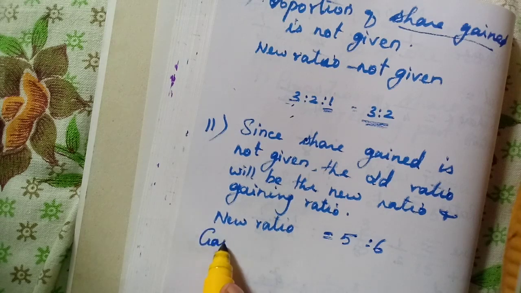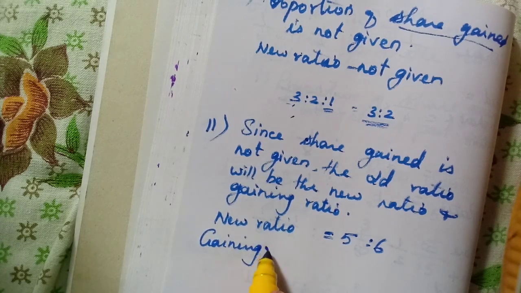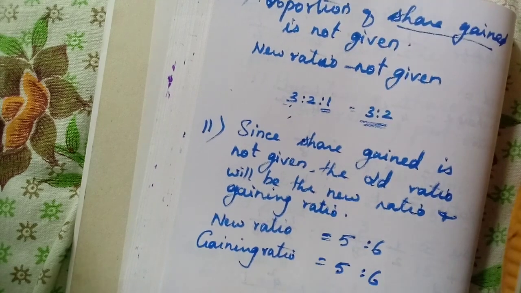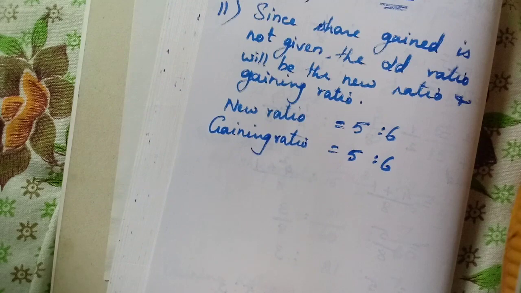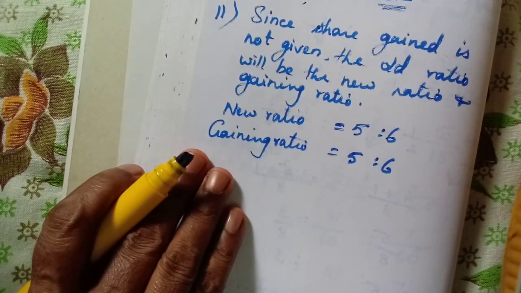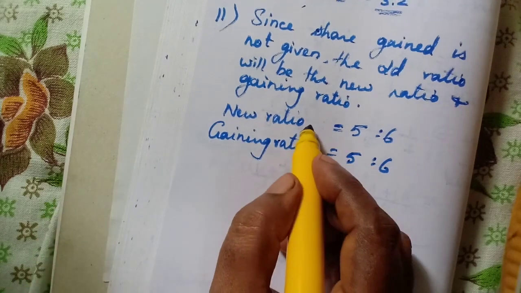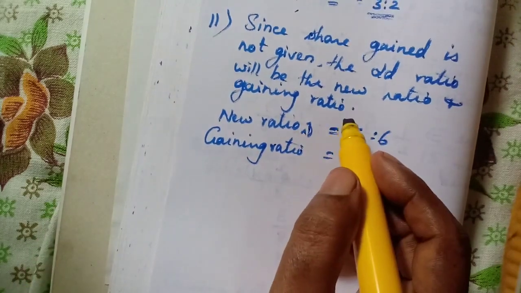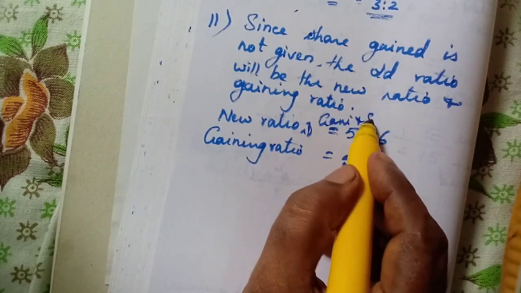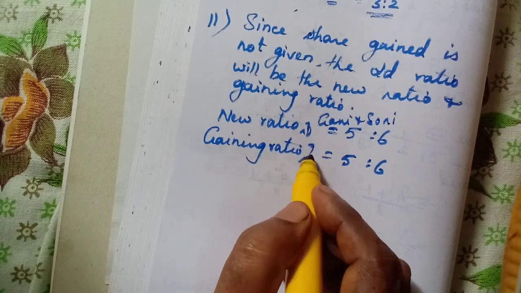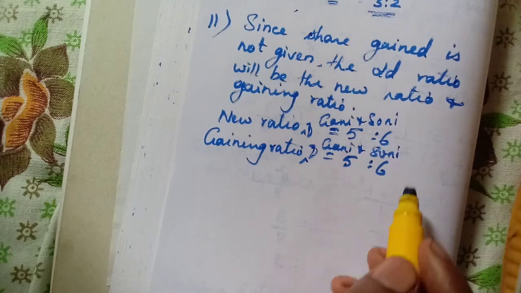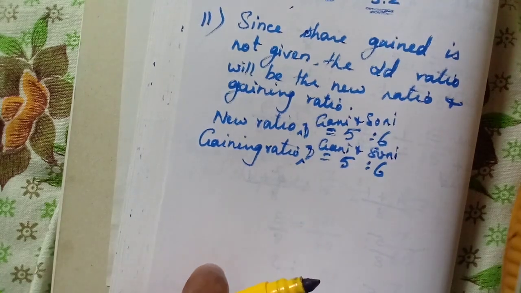Then gaining ratio is equal to 5 is to 6. That is the answer, like a 2 mark answer. If you have to write it like this, the new ratio of whom? Mani retires, so Gani and Soni. You write like that, is equal to. Understood?